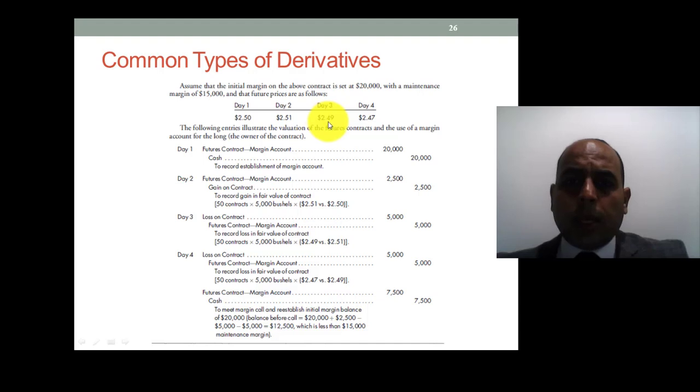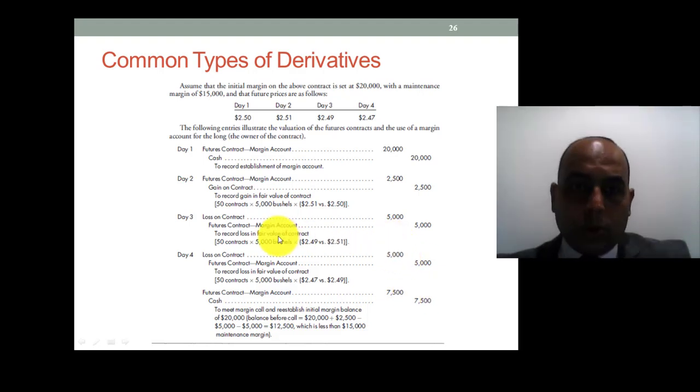Also, it has been declined from 2.49 to 2.47. We have the same amount of loss again because the difference is the same, 0.02. We have 5,000 as loss. Loss on contract debited by 5,000. Future contract debited as asset has been declined by 5,000.